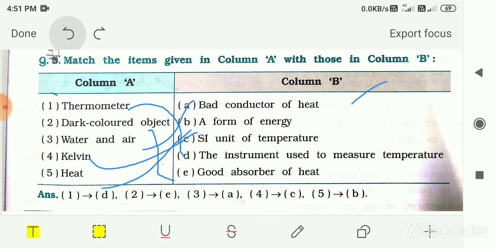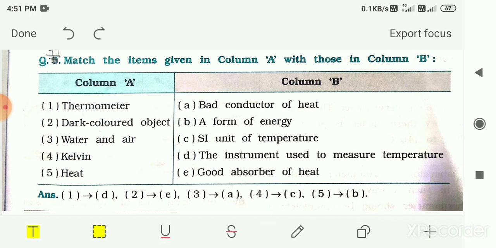With first, option D is there. So thermometer is the good absorber of heat. Thermometer is the instrument used to measure the temperature. With second number, option E will come, that is dark color objects are good absorbers of heat. The next is third number, water and air. So these are the bad conductors of heat. So with third number, A option will come. Fourth number is Kelvin. So Kelvin is the SI unit of temperature, that is C option.